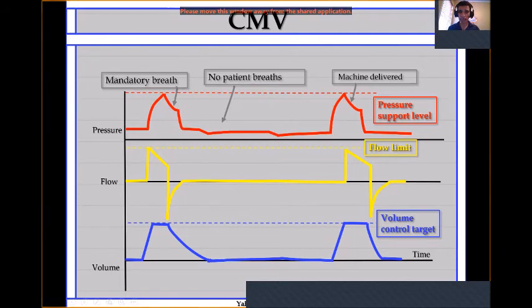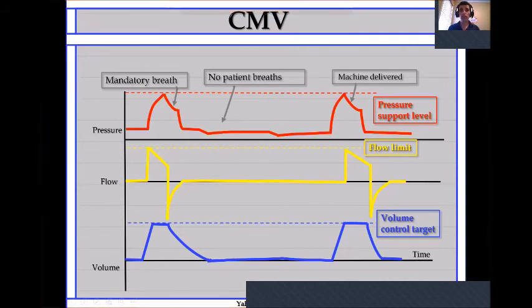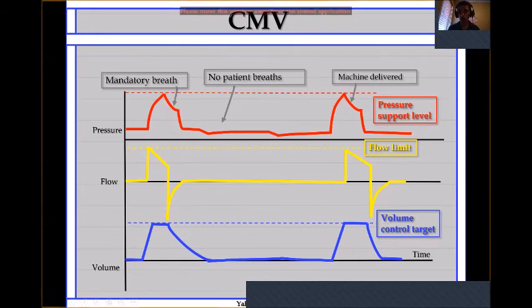So when you see the flow like a triangle, the angle, then this is a pressure limited ventilation. When you see it like a square, then it's a volume limited ventilation. And here you can see it's volume limited. Here you can see this is the flow limit, and you can see pressure limited, and you can see that it's also volume controlled.